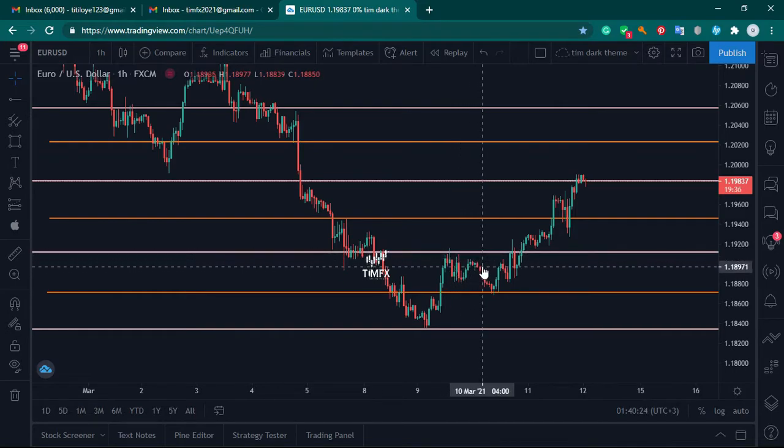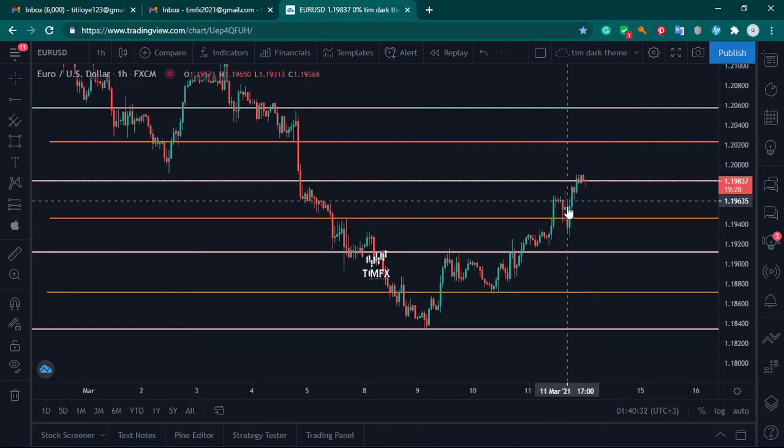It consolidated around this region here, then broke this resistance, went up, broke this resistance, went up, came down. There was an indecision here, but peradventure the buyers actually won the debate as well. So it went on an uptrend. Now this is the latest resistance, this is the latest support, and this is the current price at which the EURUSD is at the moment.